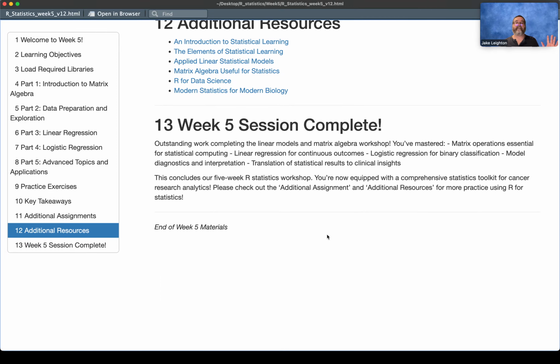That's it. Great job, everybody. I'm really excited that we've gone through 5 different sessions in this workshop. And I feel like you guys have done a great job of mastering things from descriptive statistics to basic t-tests, multiple comparisons with ANOVA, survival analysis, and now linear and logistic regression. I hope this has given you a comprehensive statistics toolkit to be able to move forward and do some more cancer research analytics. Check out the digital assignment and research, and stay tuned in the future for some more workshops on some more advanced topics.